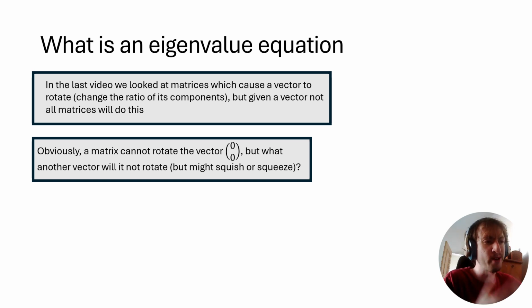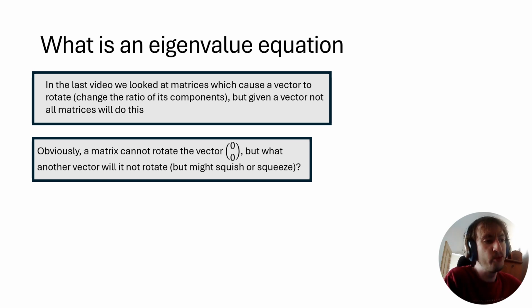But this is a fairly trivial matter, because of how we define vectors, it's fairly obvious that the zero vector will not rotate, if you like, when we use a rotation matrix.